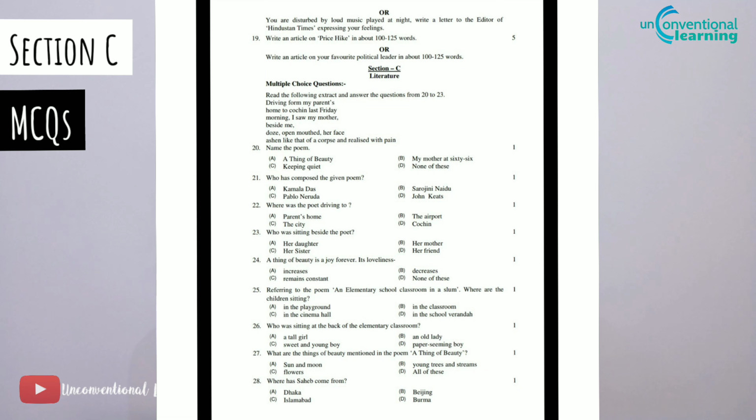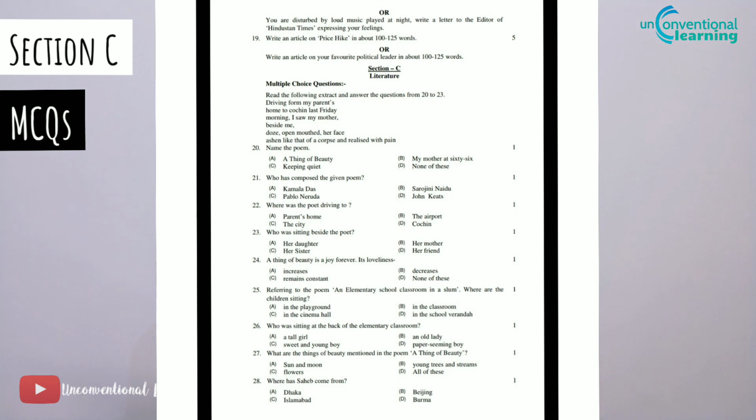There is a small passage given, on which questions number 20, 21, 22 and 23 are based. These 4 questions are asked on the basis of that extract, okay. So name the poem again. What is the poem? It is My Mother at 66. Who composed the given poem? Who is the writer? Kamla Das.